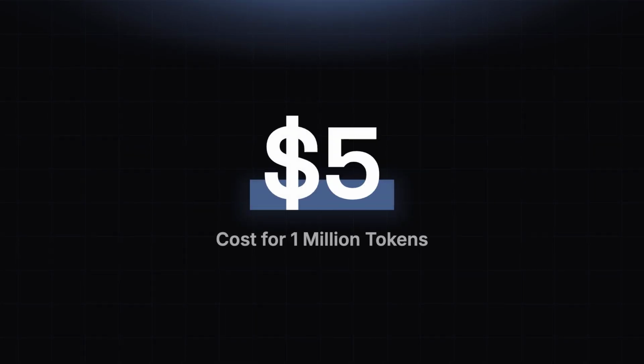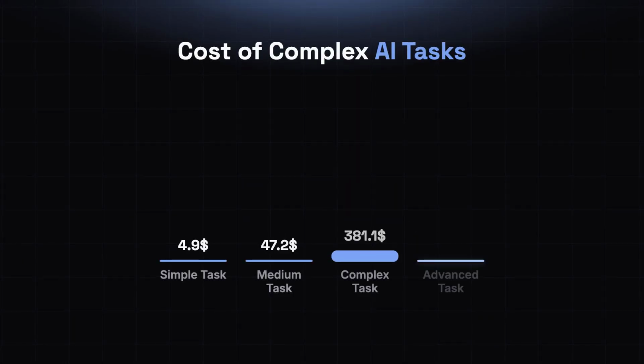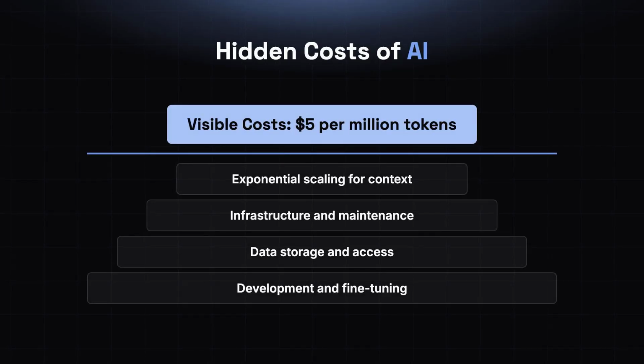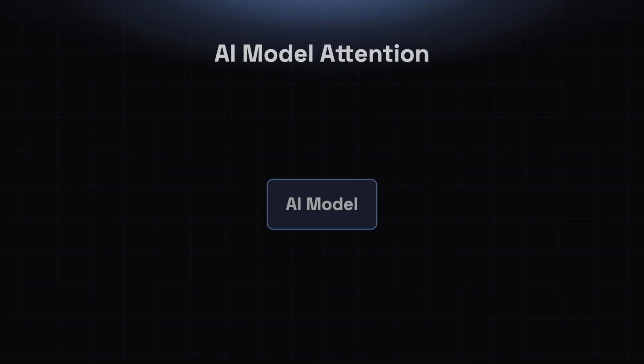A $5 charge for processing a million tokens, which is roughly 2,000 pages of text or a massive software codebase, quickly adds up to hundreds or thousands of dollars for complex tasks. This makes many ambitious AI applications simply too expensive to run at scale. So, how did DeepSeek slash that price by over 97%?